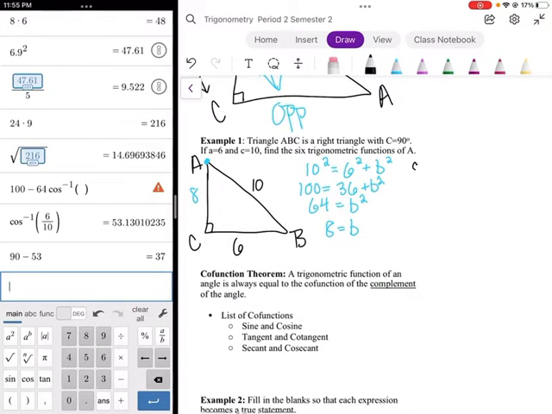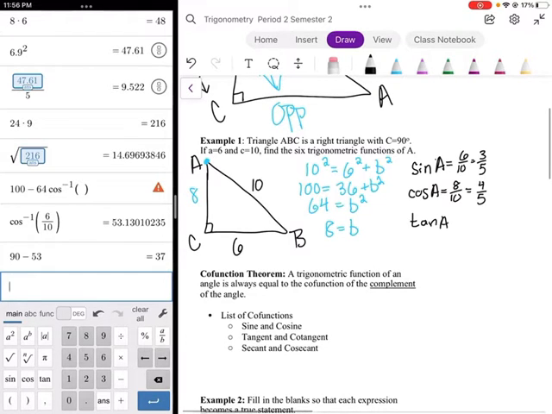Now that we have that, we can go ahead and find our trig functions of angle A. So sine would be 6 over 10, which would simplify to 3/5. Cosine of A would be 8 over 10, which would be 4/5. And tangent of A would be 6 over 8, which simplifies to 3 over 4.